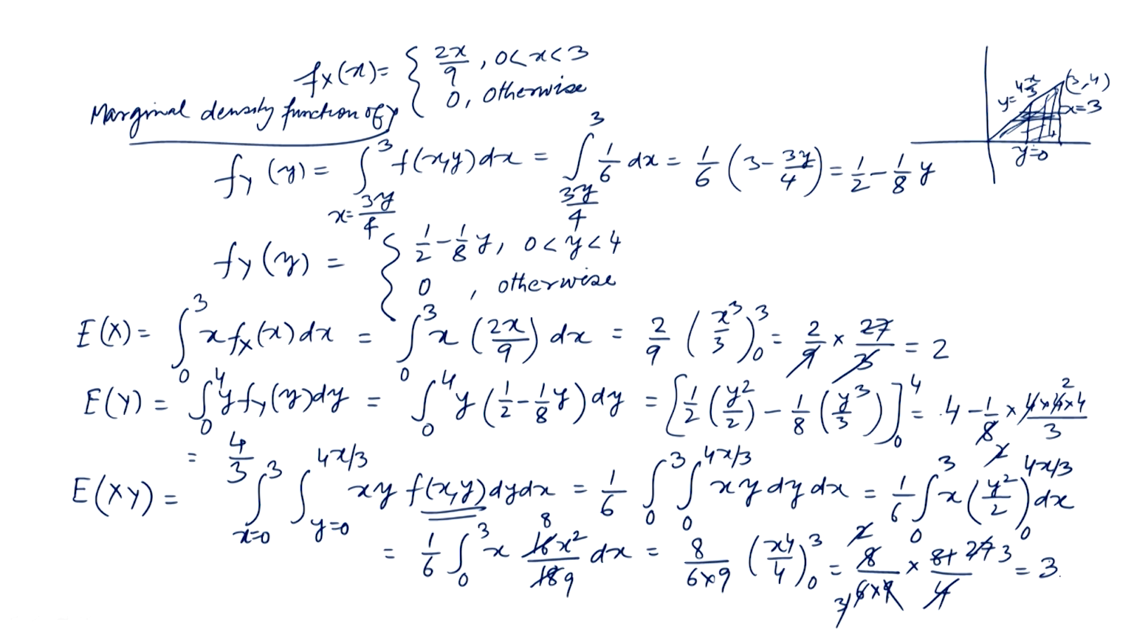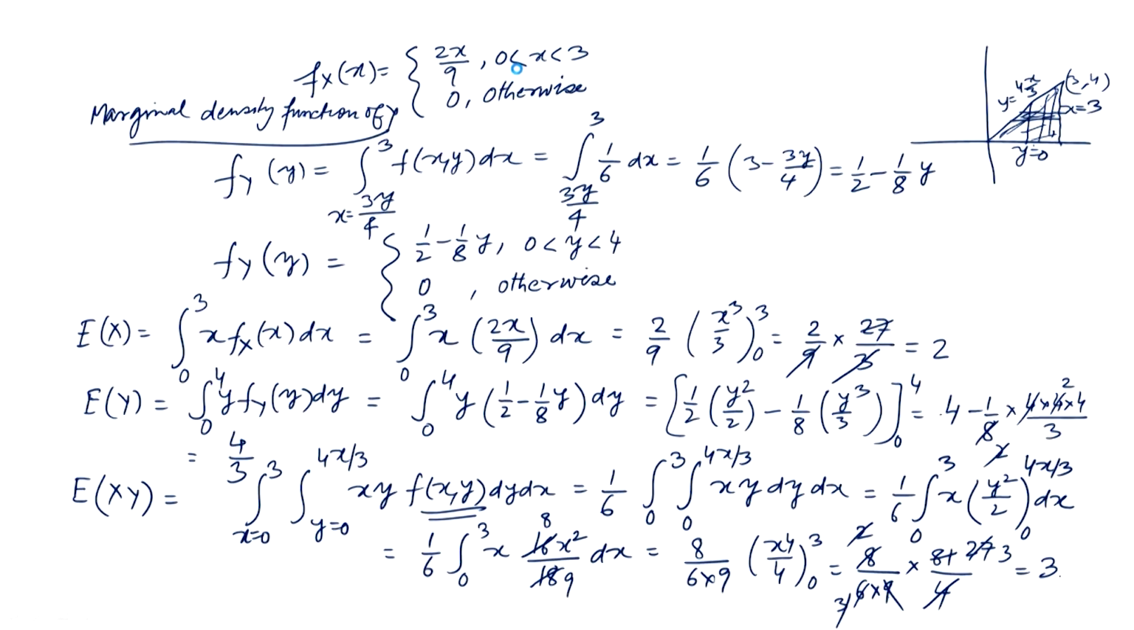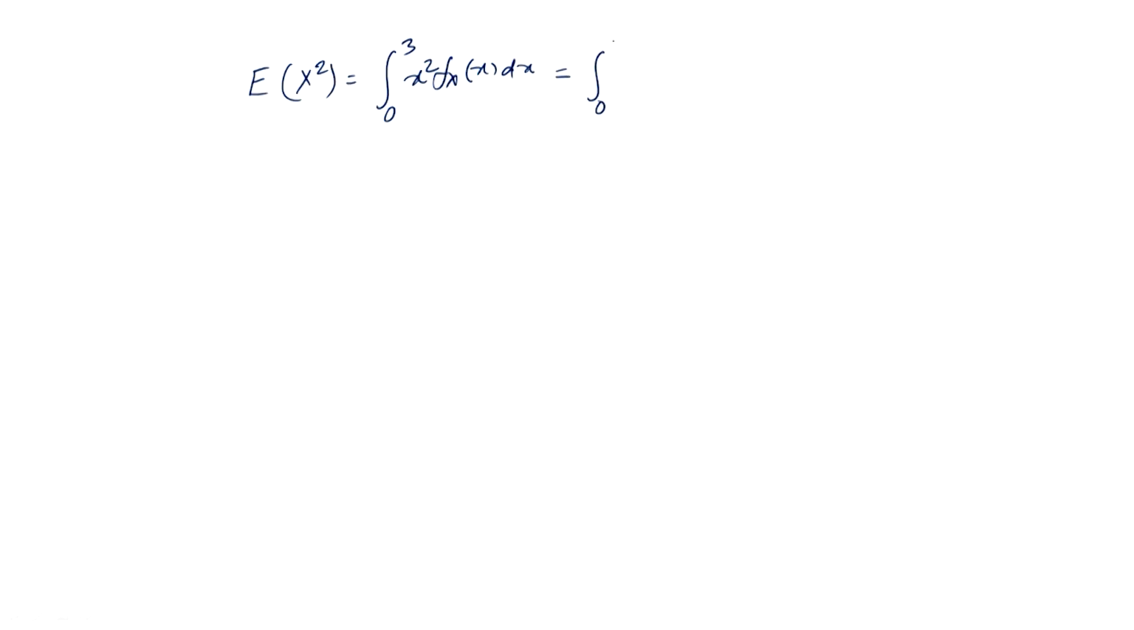Now we need to find the expected value of x square and the expected value of y square. The expected value of x square is the integral 0 to 3 of x square into f_X(x) dx, and f_X(x) we have found to be equal to 2x by 9 over the interval 0 to 3. So this is 0 to 3, x square into 2x by 9 dx. It comes out to be 2 by 9, integral of x cube is x to the 4 by 4, from 0 to 3. We get 2 by 9 into 81 by 4, and nine nines are 81, so we get 9 by 2.